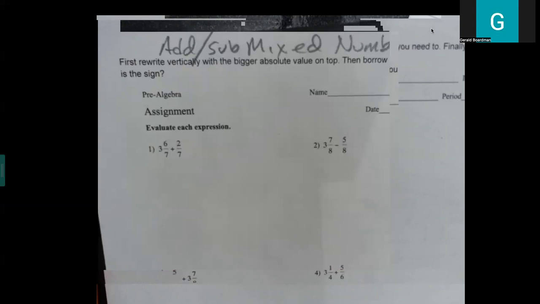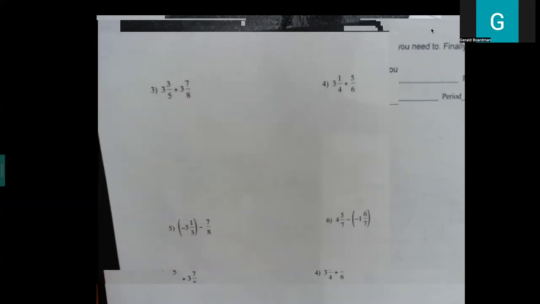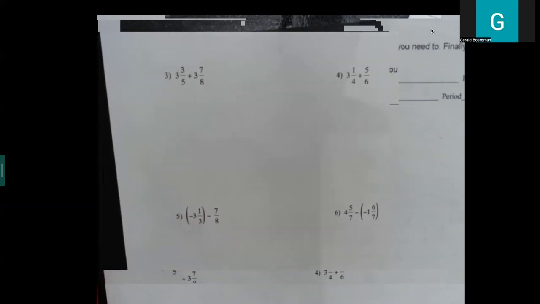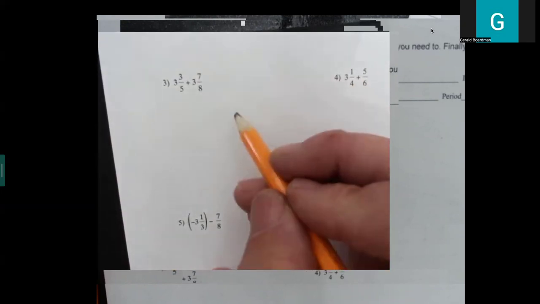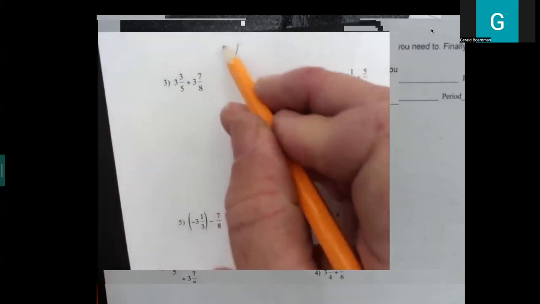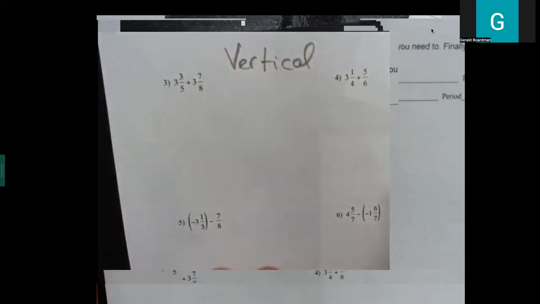It's just that when it gets to be two numbers that are very close but different signs, it gets very confusing when they're mixed numbers. So I'm going to skip number one here because that is not adding two mixed numbers together. I'm going to go all the way down to number three, and we're going to add those two mixed numbers together. When adding mixed numbers, it's actually a little bit easier because we are always going to write it vertically first.